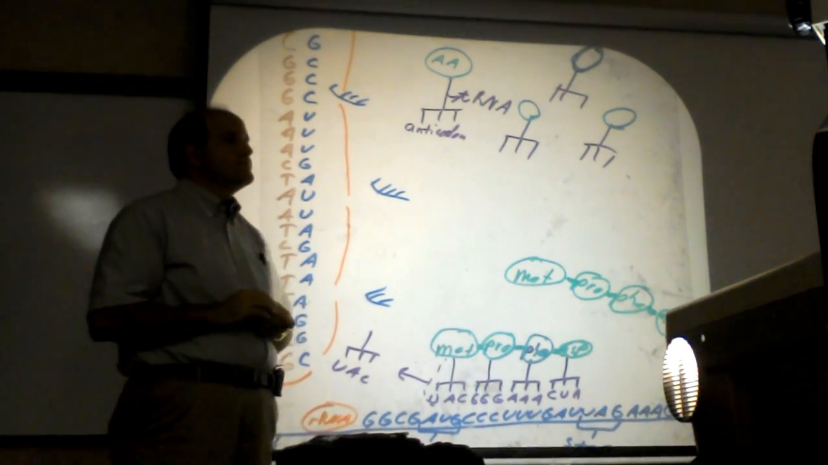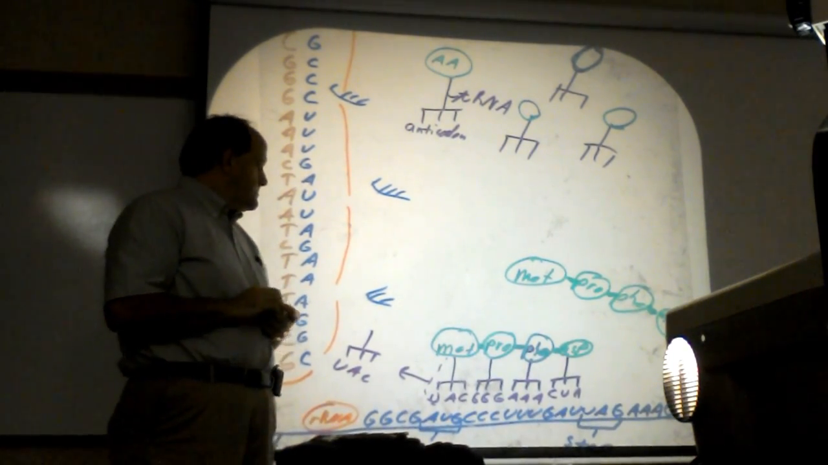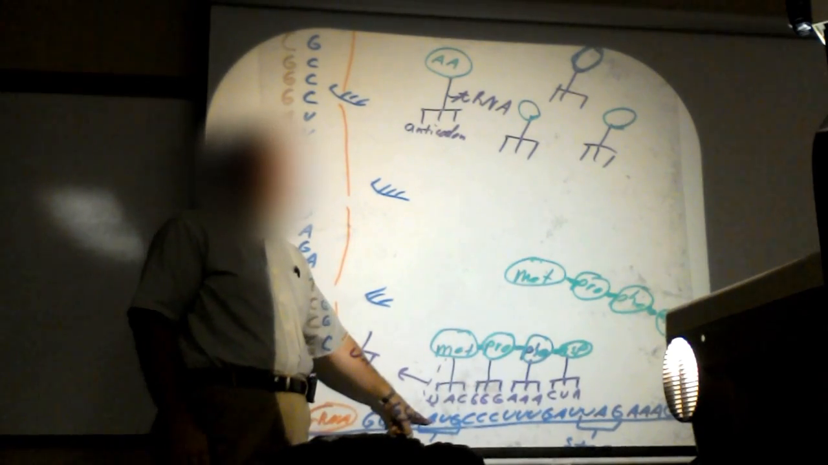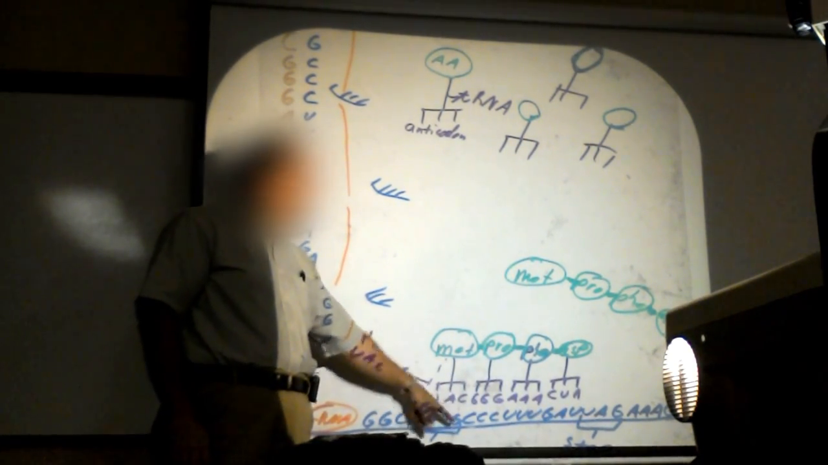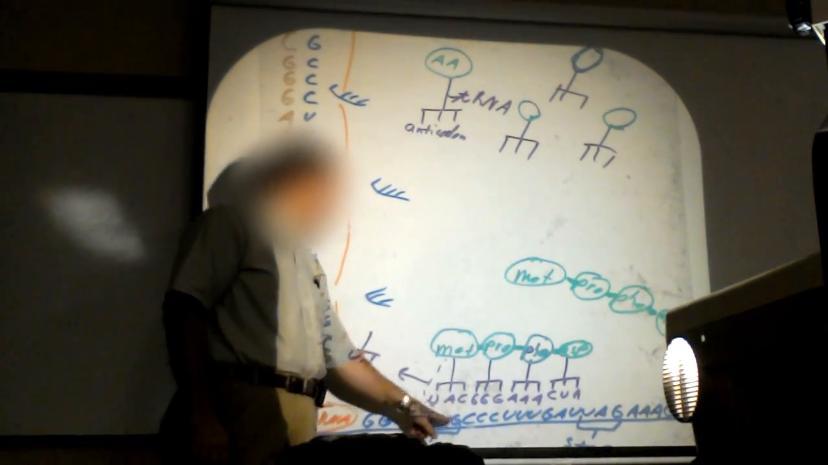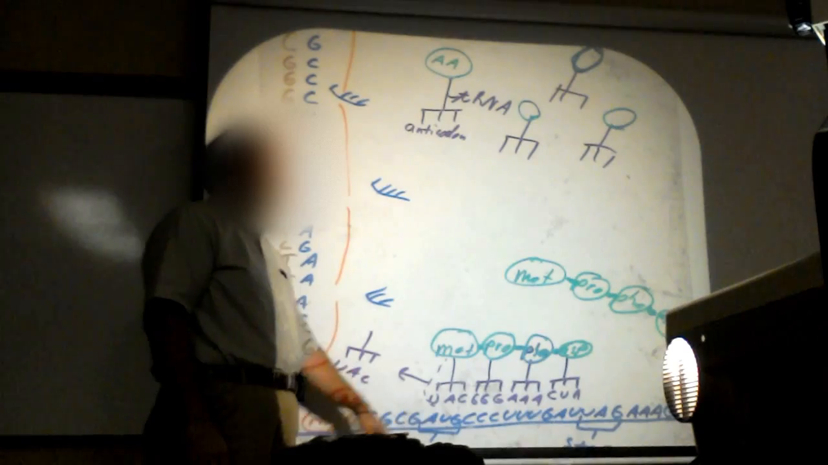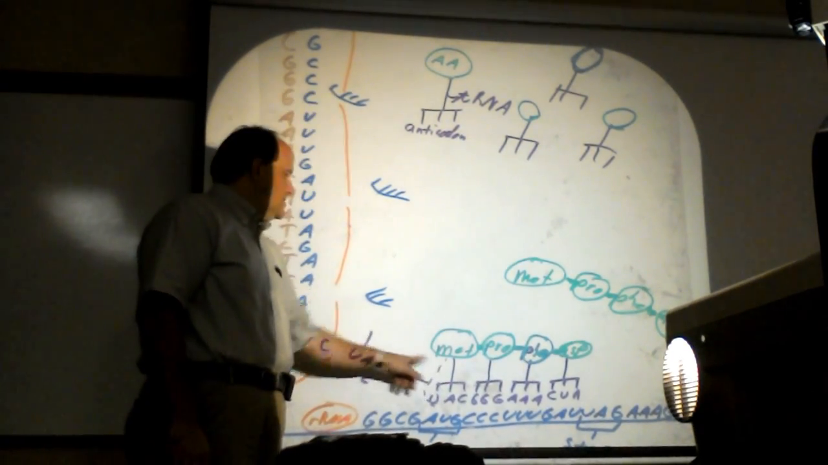Yes? How did you get UAC again? Because what's complementary to A? U. A is complementary to U, C is complementary to G. That's how it makes sense. This gets that way because this determines the anticodon. The anticodon is the little guy. This and this are exactly the same thing.